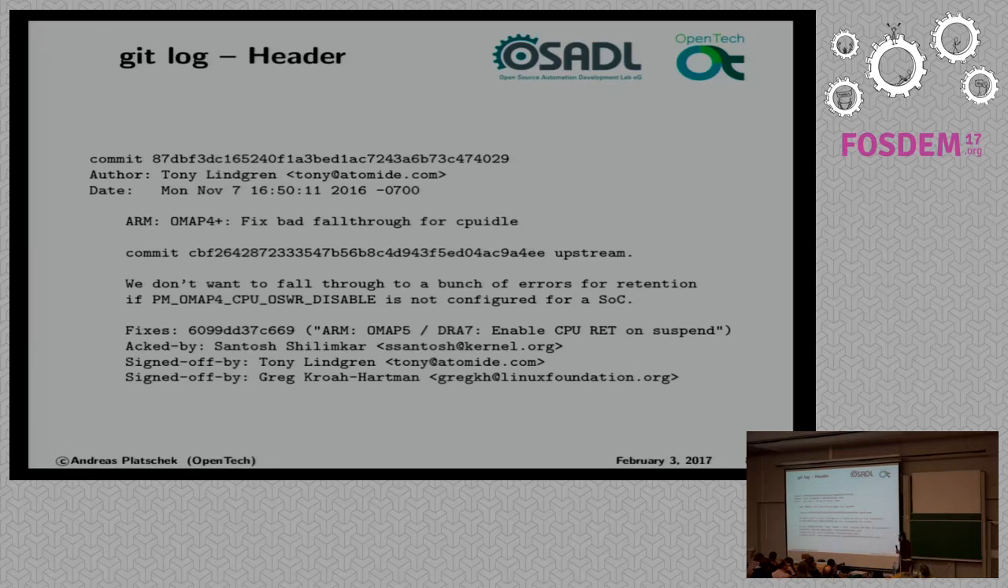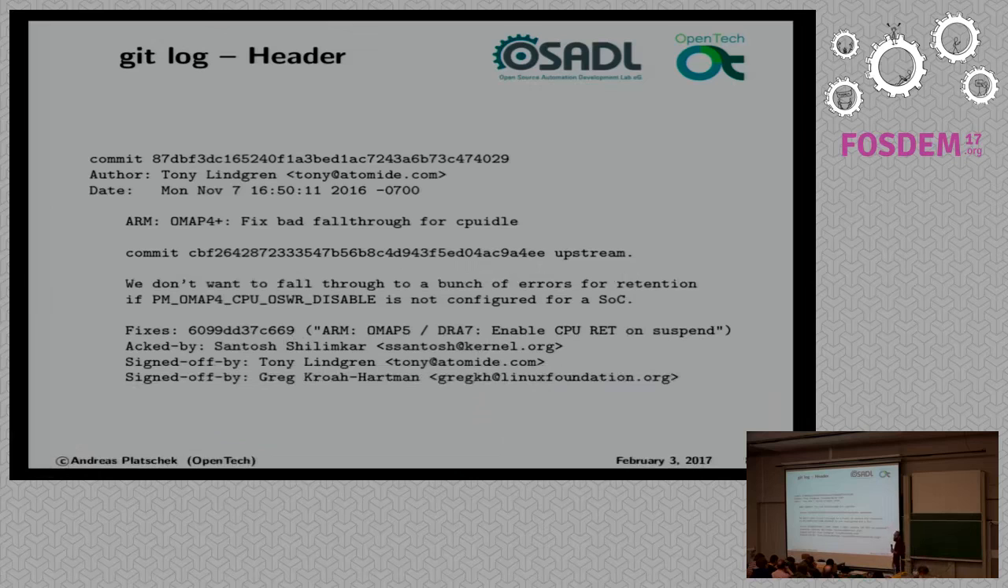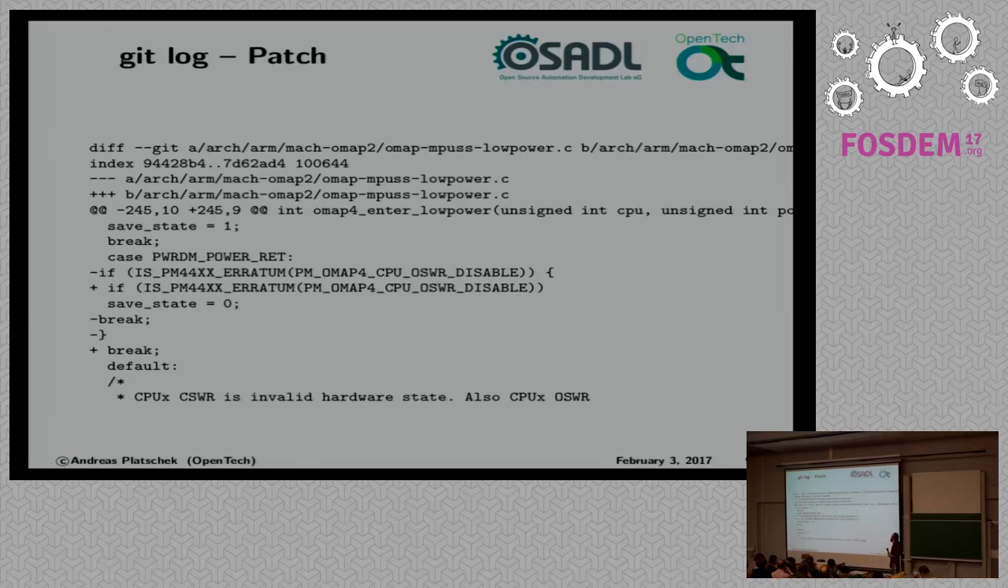So this Fixes tag basically says, okay, this is a bug fix, and it fixes a bug that was introduced in the commit that is identified by this SHA-1 hash, or by the 12 characters of a SHA-1 hash. So this allows us now to go back and find out where and when this bug was introduced. And of course, the second part of the commit, the patch, the actual changes. From this, we can find out which files were touched, which lines in the files were touched, and so on.